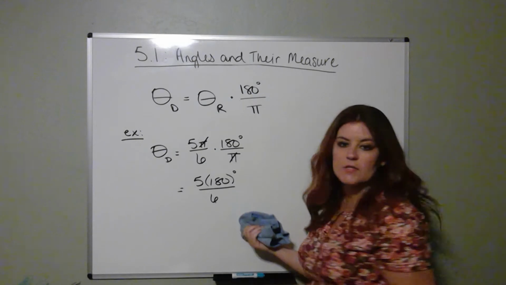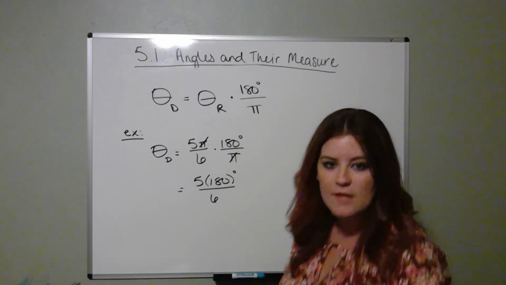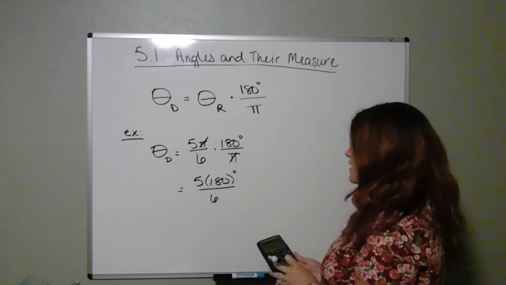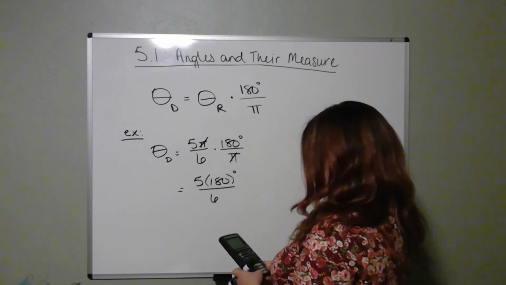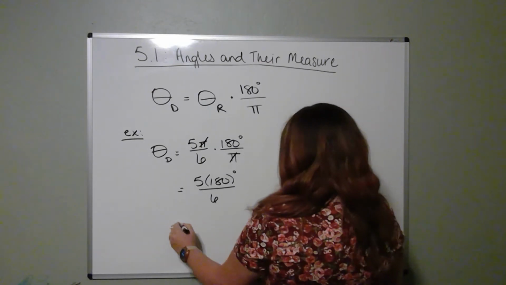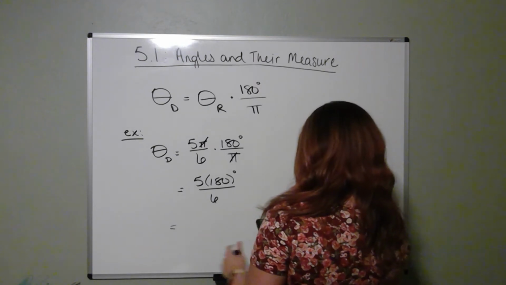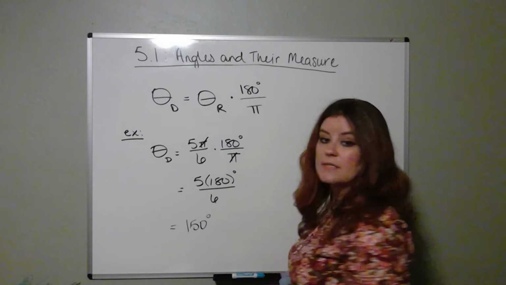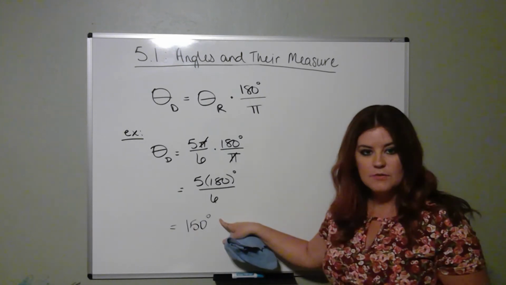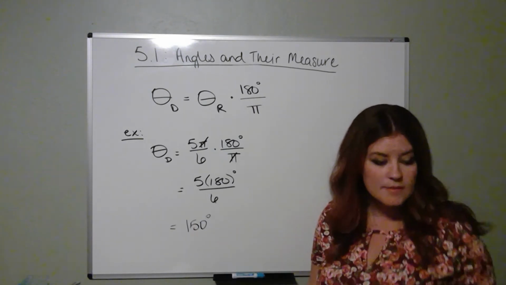And you guys, that's where you just do the math. So you can stick it in your calculator and do 5 times 180 over 6. You could reduce it beforehand if you want to. Either way, it's a pretty quick calculation. And you should get 150 degrees. Make sure you do keep the degree unit in there because you wanted degrees, so you got degrees.